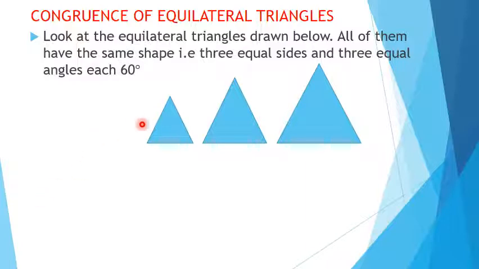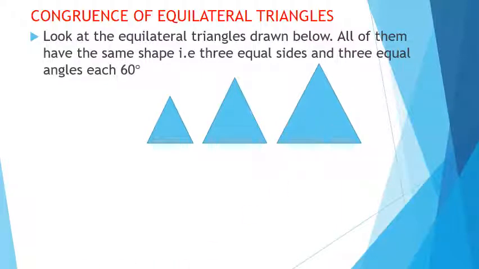In the first triangle, this side is the same as the length of this side and it is the same as this, and the angle is 60 degree here. In the second equilateral triangle, this side is the same, so this is also the same, this length is also the same, and the angle remains the same, 60 degree. Here also the sides, this is equal to this side and it is equal to the third side, and here the angle is also 60 degree each.